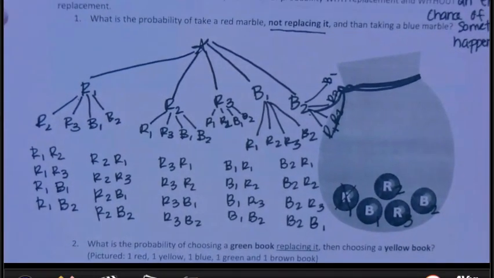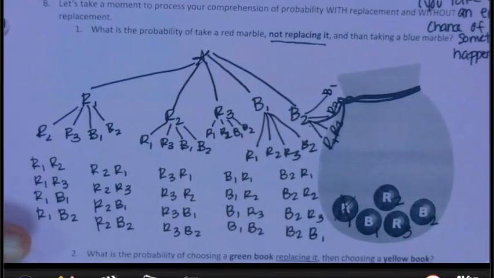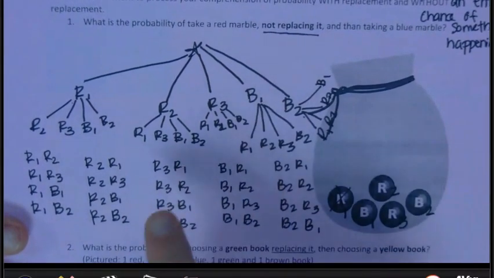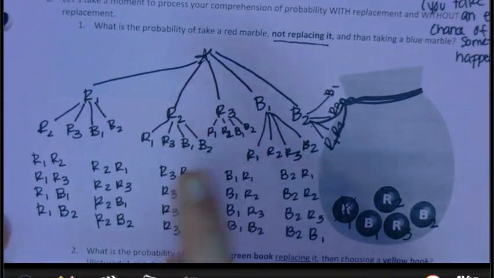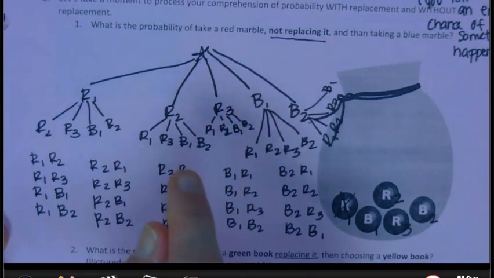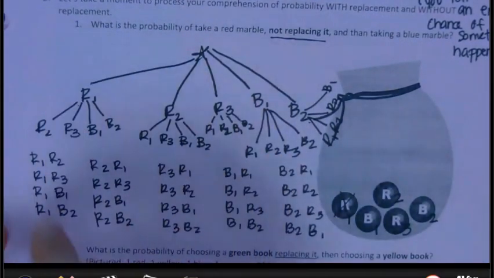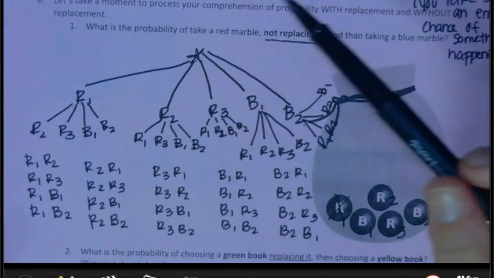All right. So all of this will help us. So you can either do the tree or you can do the organized list. Okay. I prefer the tree at some points because I think it's easier to visualize. And then here's an organized list for those of you that like this.